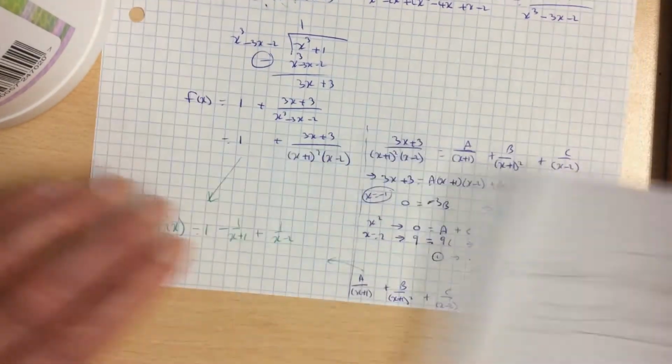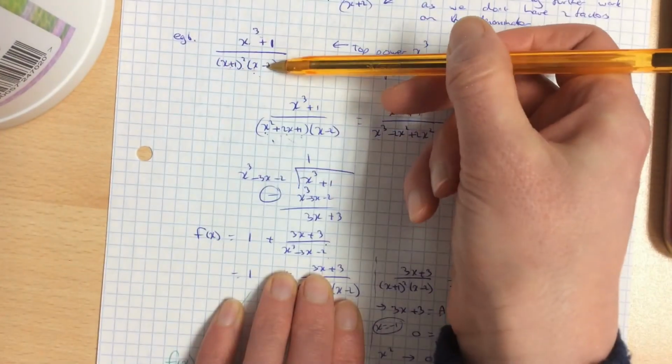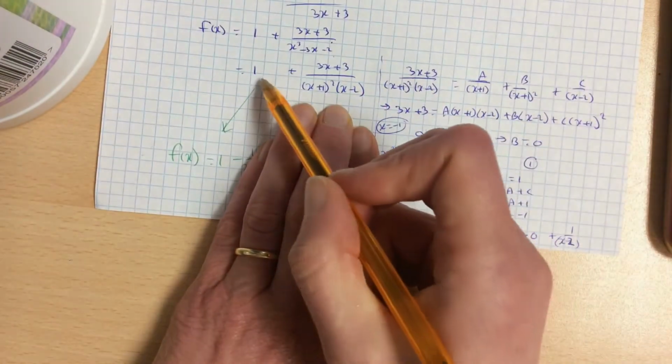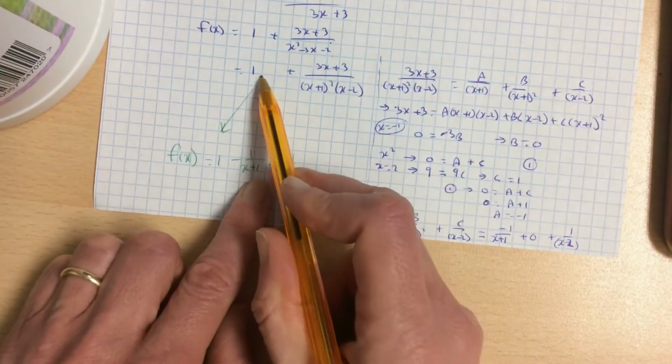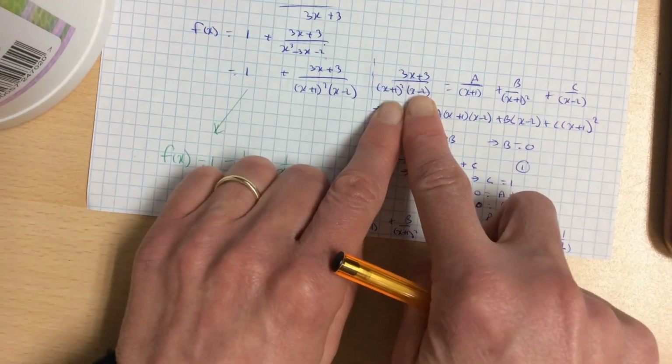Okay, that's what I was doing here. Now, your divisor started life up here in brackets, so just put it back into brackets again. This 1 will just sit there. Go over to the side and do this bit in partial fractions.